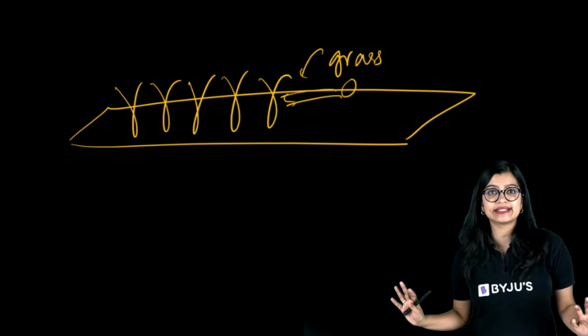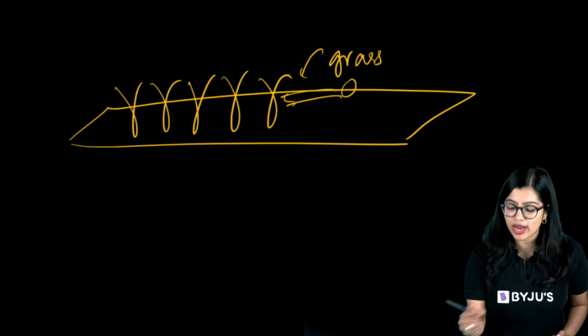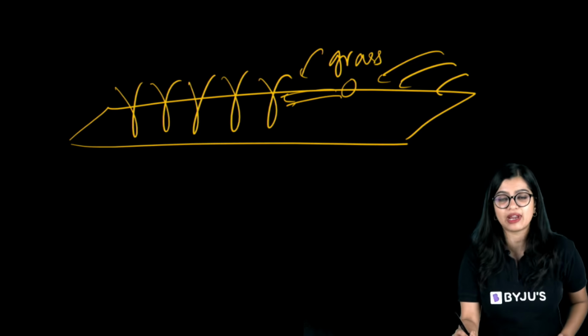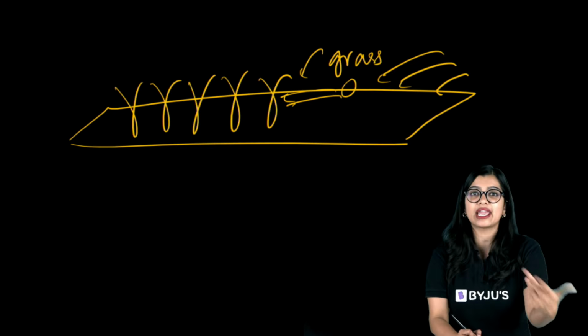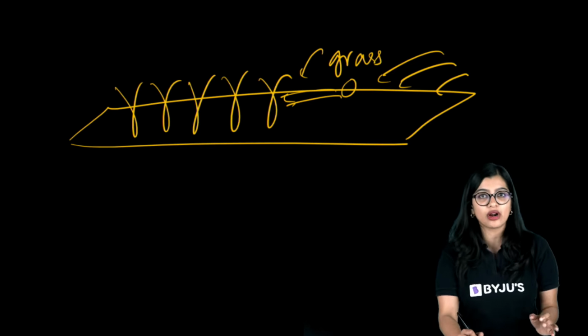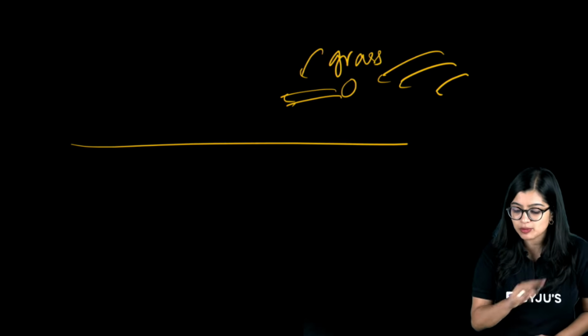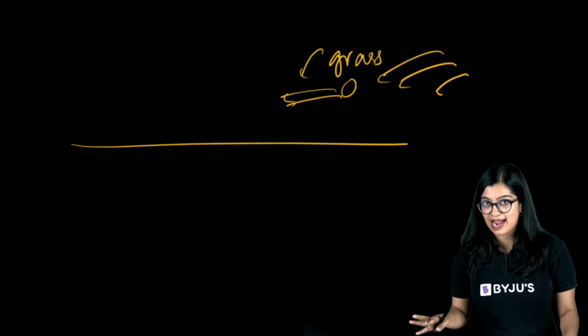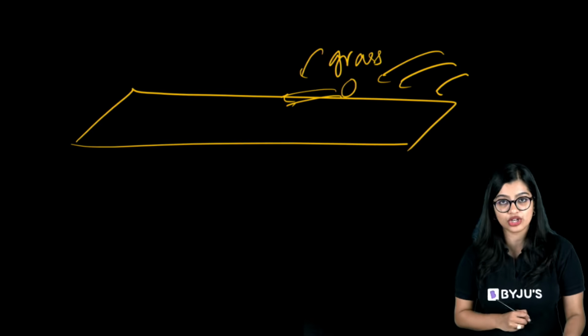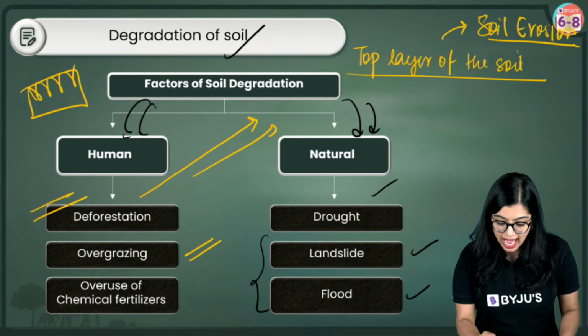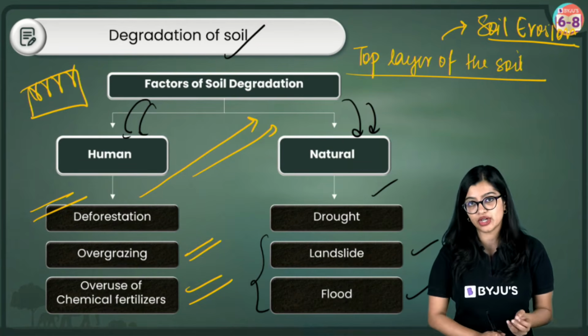But when overgrazing takes place, when you keep going back to the same piece of land and you're not giving it enough time to recover, then what will happen? At one point, all these plants will be gone. Again, your land is prone to soil erosion, thereby we degrade it. And then, of course, usage of chemical fertilizers.